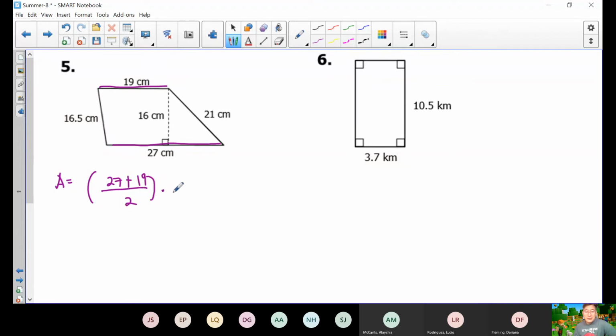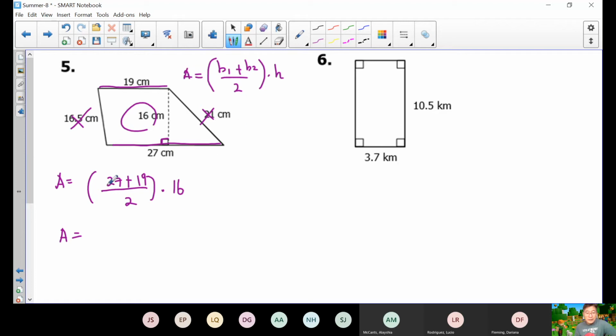And times height. Height is what? It's not this one. Height should be perpendicular, which is a right angle, right? This one. So when you put it together, it equals base 1 plus base 2 divided by 2 times what? Height. That is the formula, right?